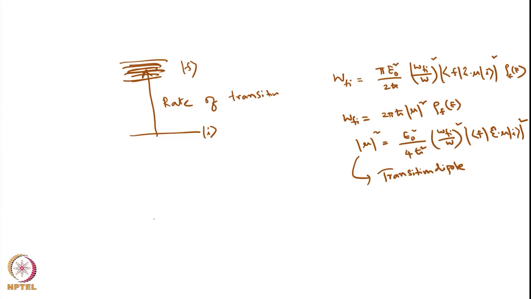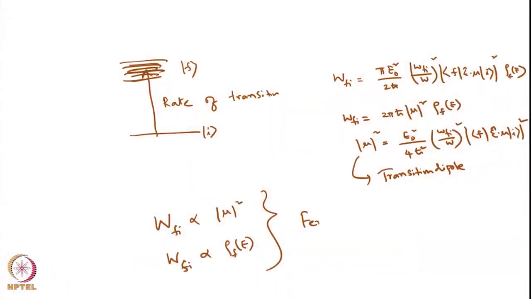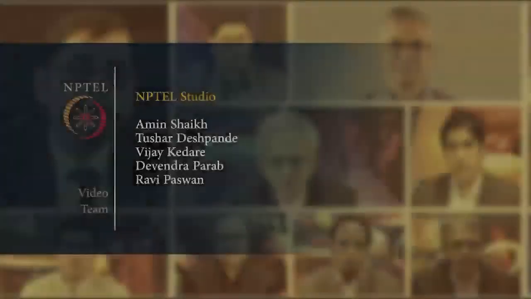So you can think of it like this: your rate constant WFI is proportional to modulus of mu square, and WFI is proportional to rho f of E. So the rate for the transition between i and the dense states f is given by the transition dipole and the density of states, and these constitute Fermi's golden rule. Okay, I'll stop here and we'll continue in the next lecture. Thank you.